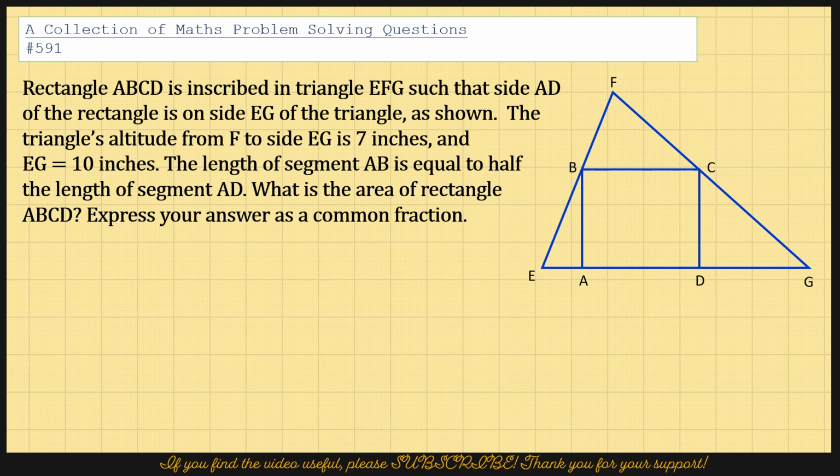So what we've been given is the altitude from F. If I were to draw the altitude from F, this is my altitude. I can call it FM. FM is the altitude from F to side EG.